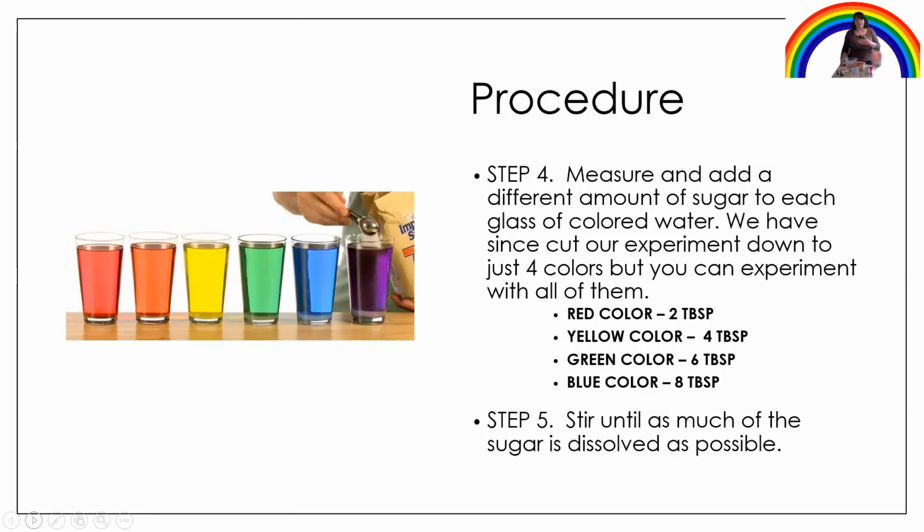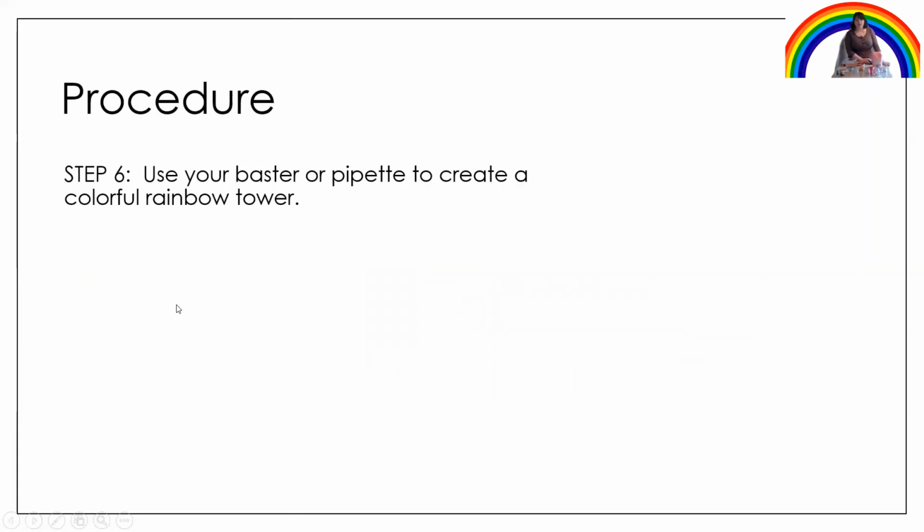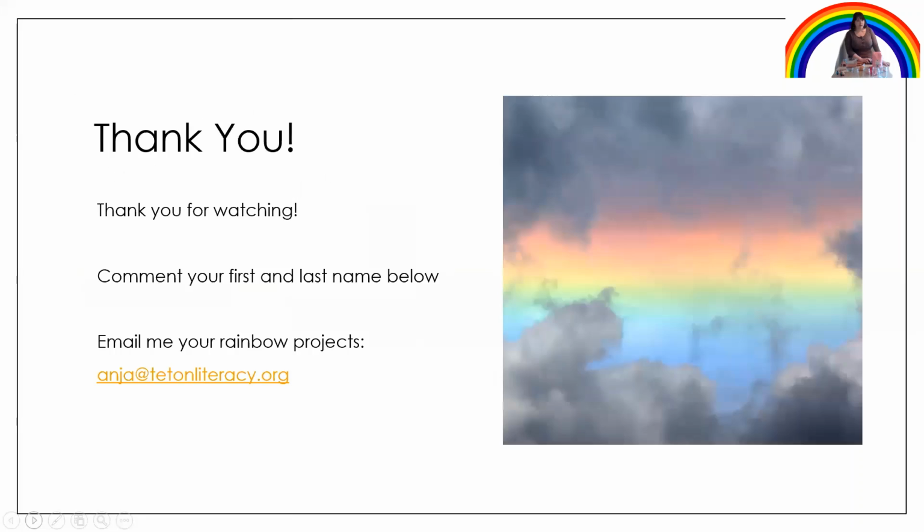I have cut it down to 4 colors, but you can experiment with all of them. So red color gets 2 tablespoons, yellow color 4, green 6, blue color 8. Step 5, stir until as much of the sugar is dissolved as possible. And then you're going to use your baster or pipette to create a colorful rainbow tower.